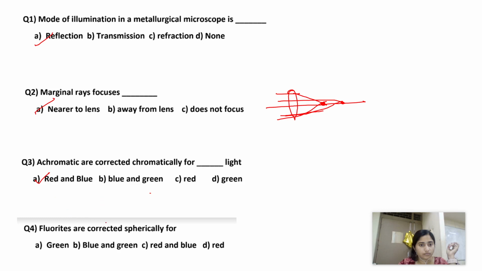Okay, so obviously the next answer: fluorides are corrected spherically for blue and green.